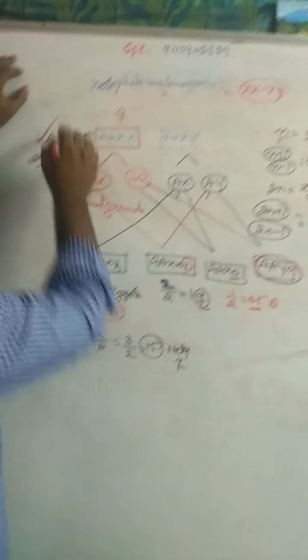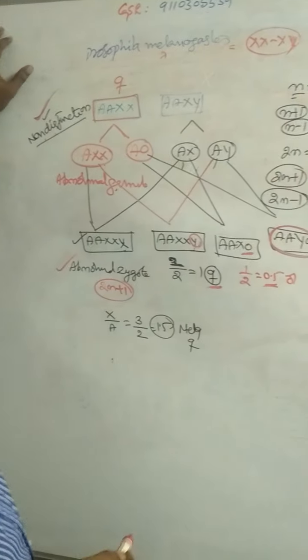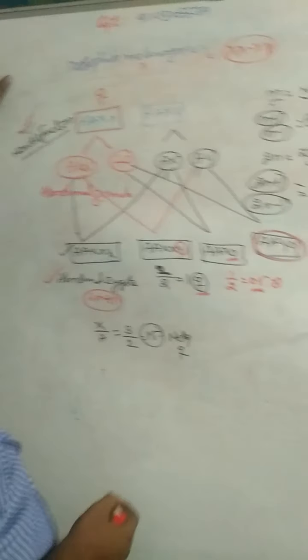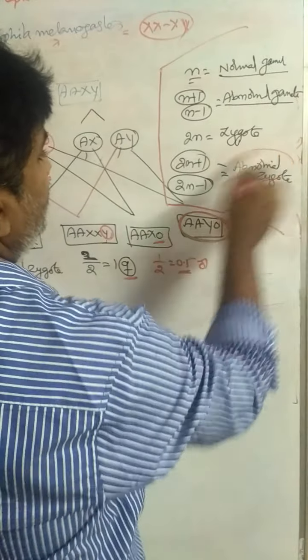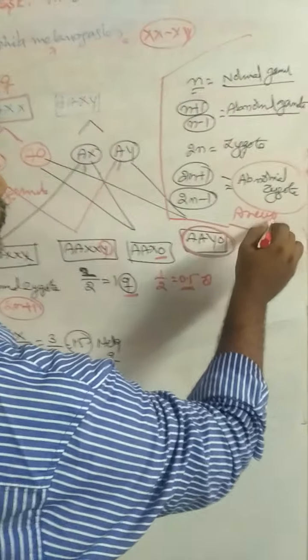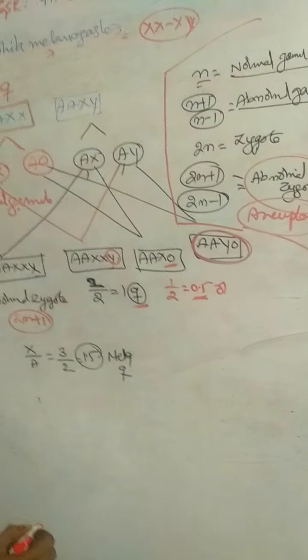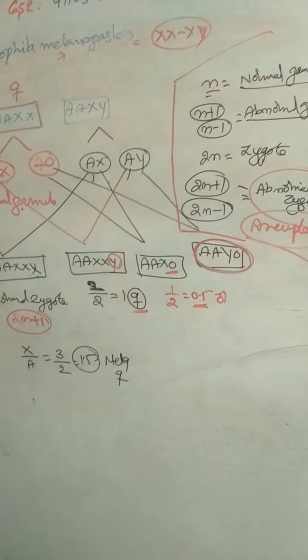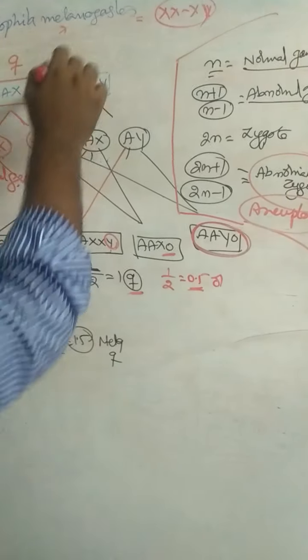Why are abnormal gametes formed? Due to non-disjunction. Abnormal gametes combine with the normal gametes and produce abnormal zygotes. Abnormal zygotes are also called aneuploid zygotes. Due to aneuploid or abnormal zygotes, abnormal combinations are formed. That is about sex determination in Drosophila, Bridges theory.